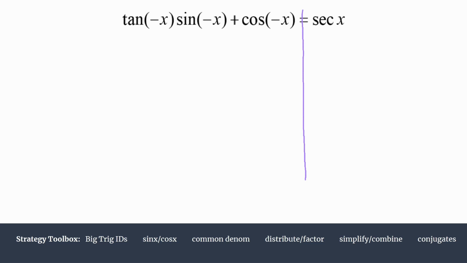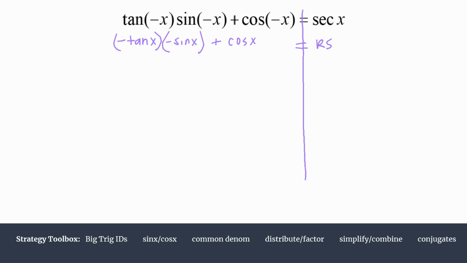We know that tangent of negative x is part of an odd identity. So we know that that can be replaced with negative tangent of positive x. And we're multiplying that times the sine of negative x. The replacement for that, it's also an odd identity. So we can replace that with negative sine of x. And cosine is an even identity. So we know that cosine negative x can be replaced with a positive cosine of positive x. And that all equals our right-hand side, or secant x. So I've just abbreviated right side with RS.